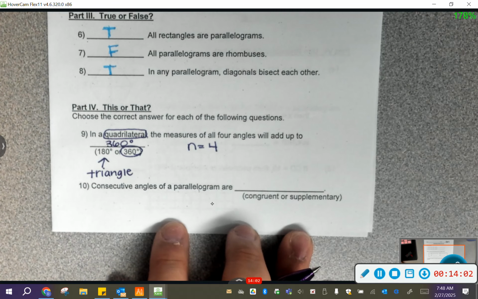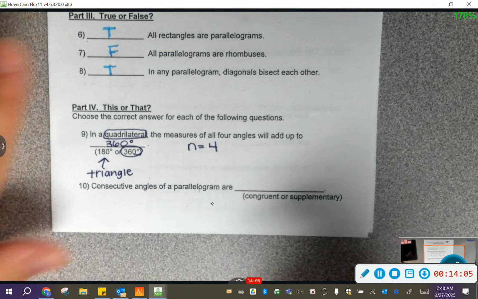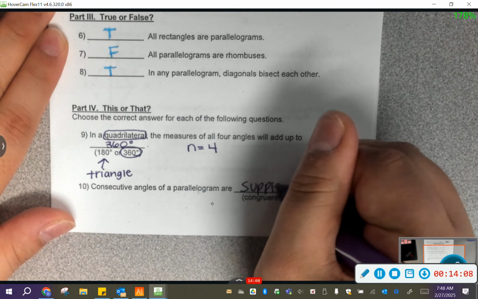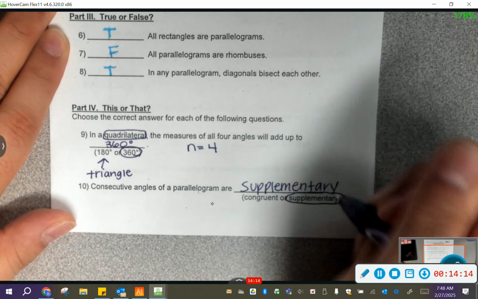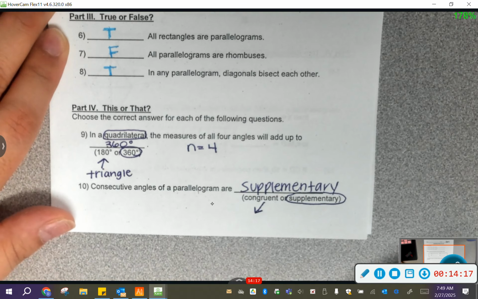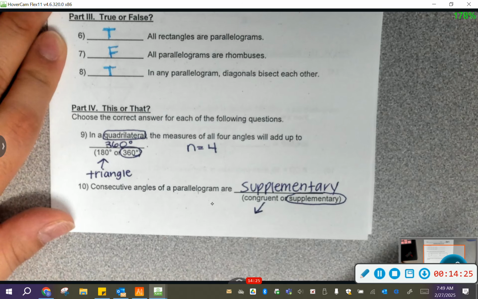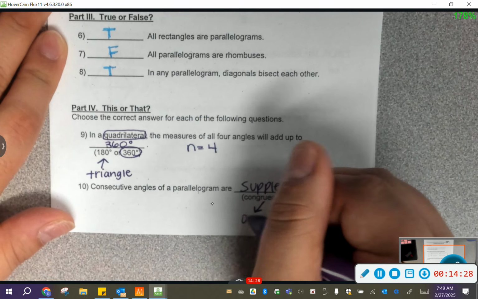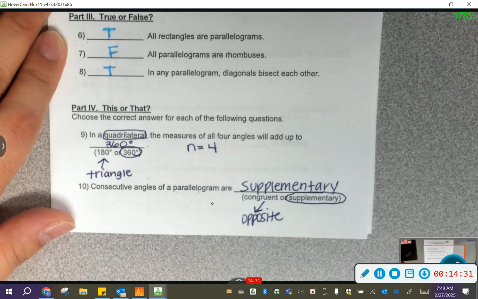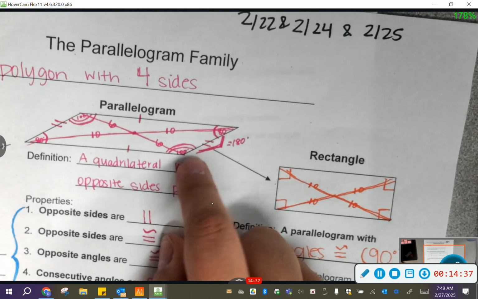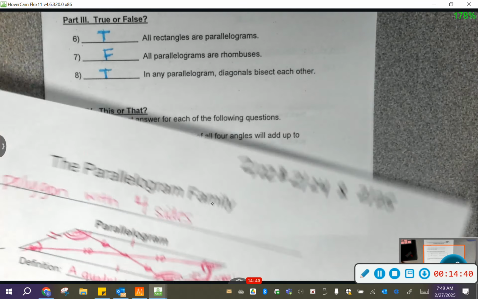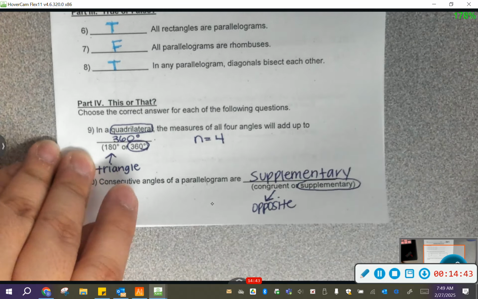Consecutive angles in a parallelogram are supplementary. Which angles are congruent? Opposite. Opposite angles are congruent. But consecutive angles, that means like this one and this one. So next to? Next to. They are next to but not adjacent. Supplementary.